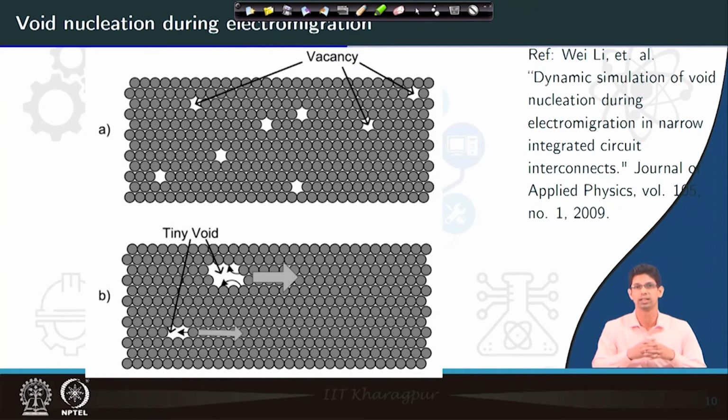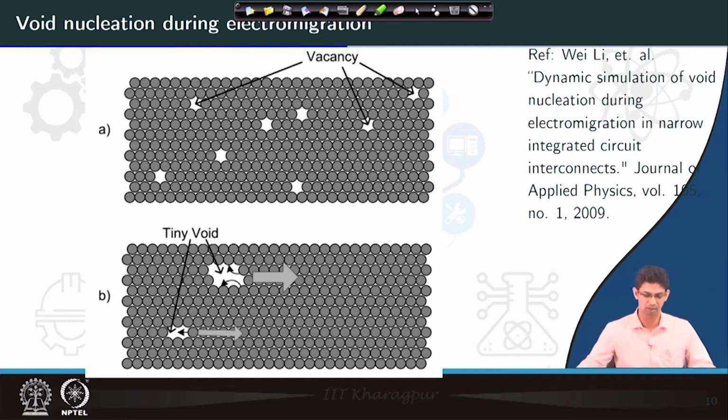Now, as I had said, this electromigration does not happen immediately. It is not that you have a conductor, you have applied a current, and electromigration happens in maybe 1 hour or 1 day, and then you have an open circuit or a short circuit. There is a lot more involved in the mechanism there. Here I am referring to a paper in the Journal of Applied Physics from 2009. The paper title is Dynamic Simulation of Void Nucleation During Electromigration in Narrow Integrated Circuit Interconnects.